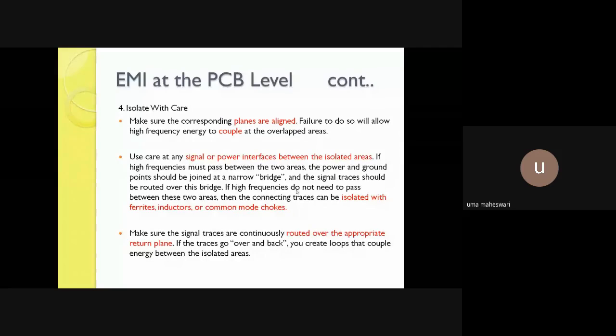Signal and power interfaces between the isolated areas should be isolated with ferrites and inductors, and these components should be isolated among themselves. Route over the appropriate return plane. The traces have to be connected through the return path. The return path of the current has to be taken care of in the case of high frequency signals. Otherwise, it will definitely create EMI issues.